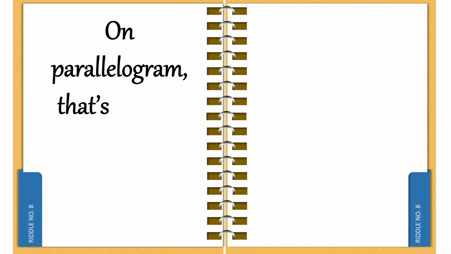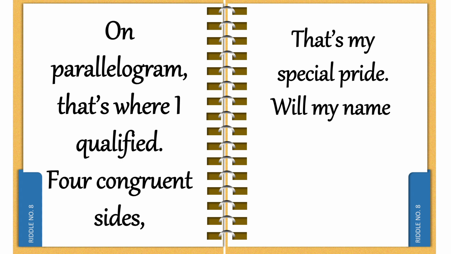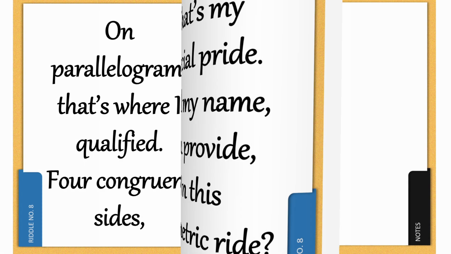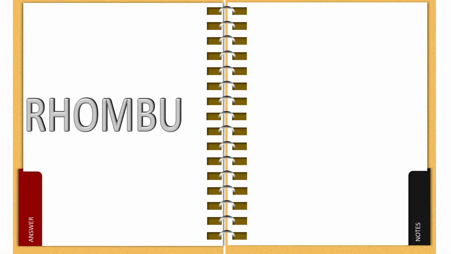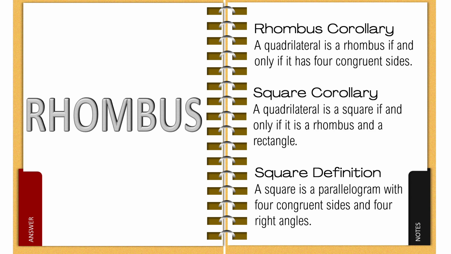On parallelogram, that's where I qualified. 4 congruent sides, that's my special pride. Will my name you provide in this geometric ride? Rhombus is the correct answer. Here's the corollary that supports the answer to the riddle. And remember that a square is a rhombus. One of the properties shared by rhombus to square is congruent sides.